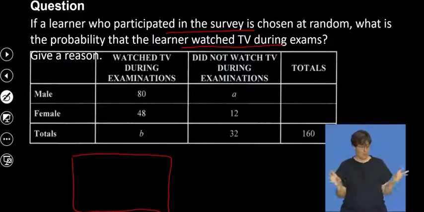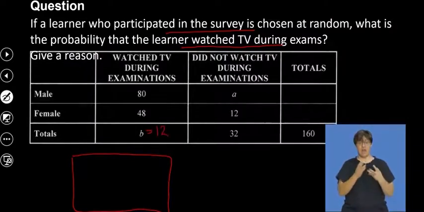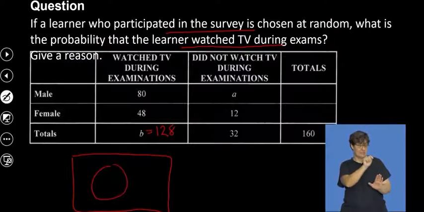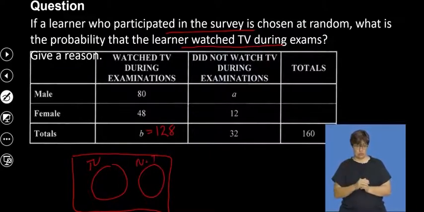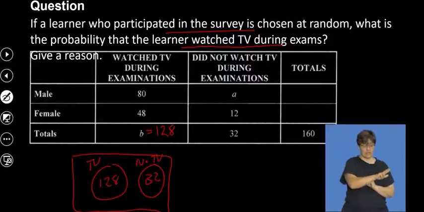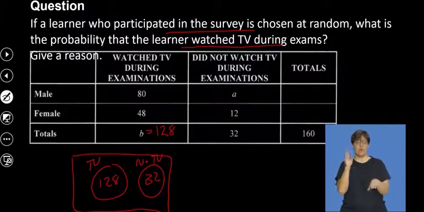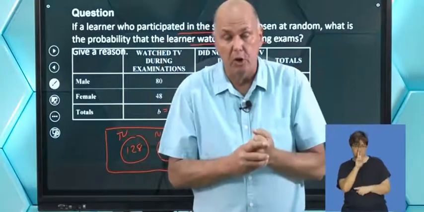So if we do that, we'd recognize that in this category here, the number B, we had 128 of them. So this is those that watched TV. So these are the TV, and this is the ones that did no TV. And we recognize there were 32 of those. We recognize there were 128 of those. So there are two ways of calculating the probability of those that did not watch TV.